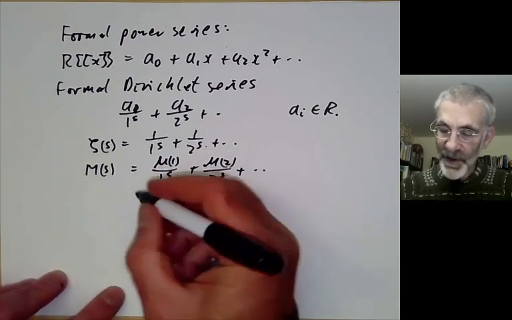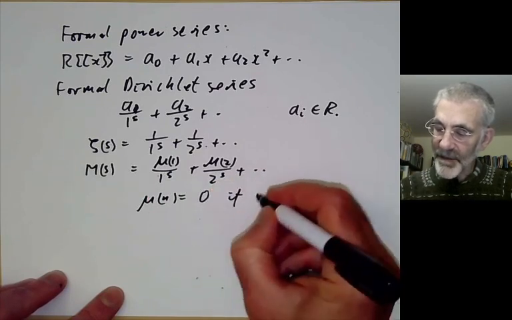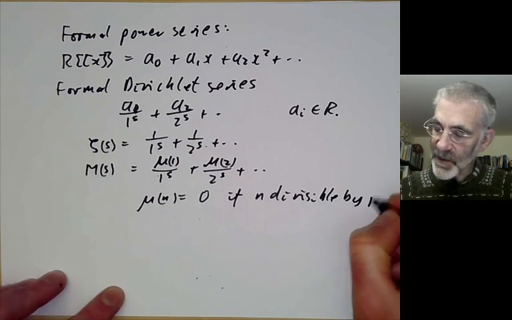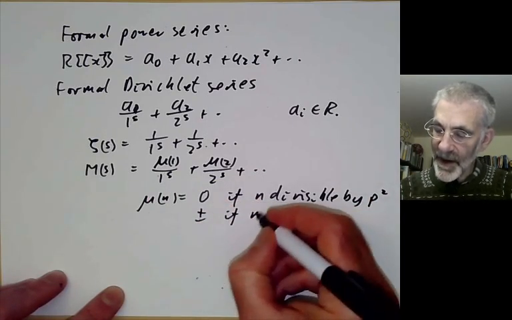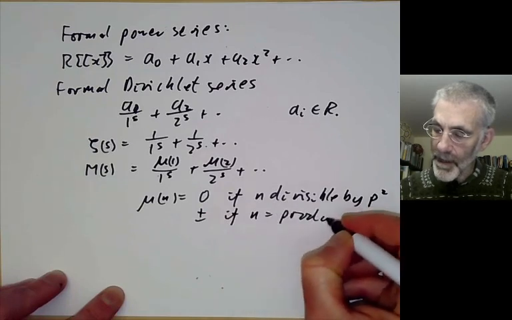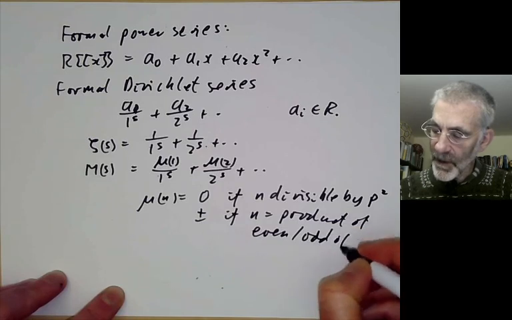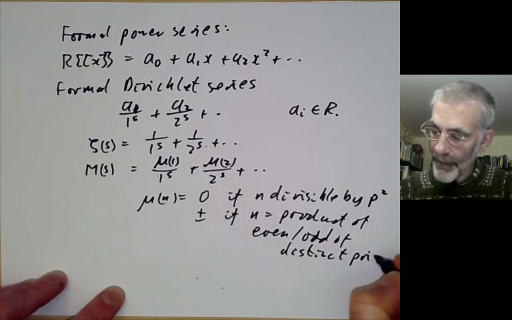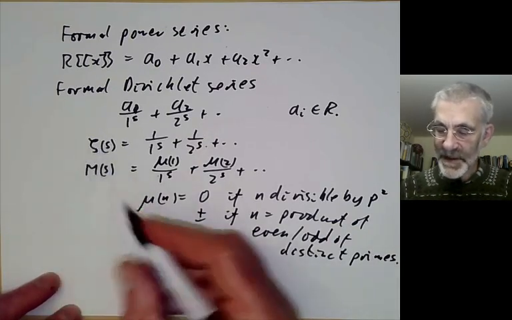Well, if you've been to a number theory course, you know that mu of n is equal to 0 if n is divisible by the square of a prime, and it's equal to plus or minus 1 if n is a product of an even or odd number of distinct primes. And now m of s actually turns out to be the inverse of zeta of s.